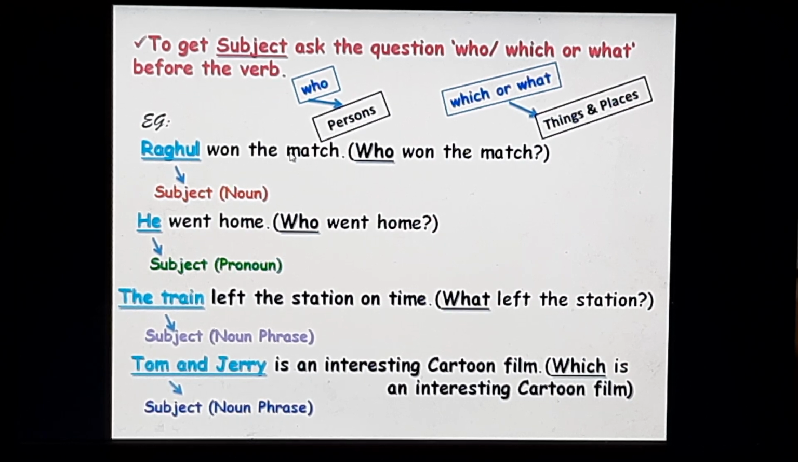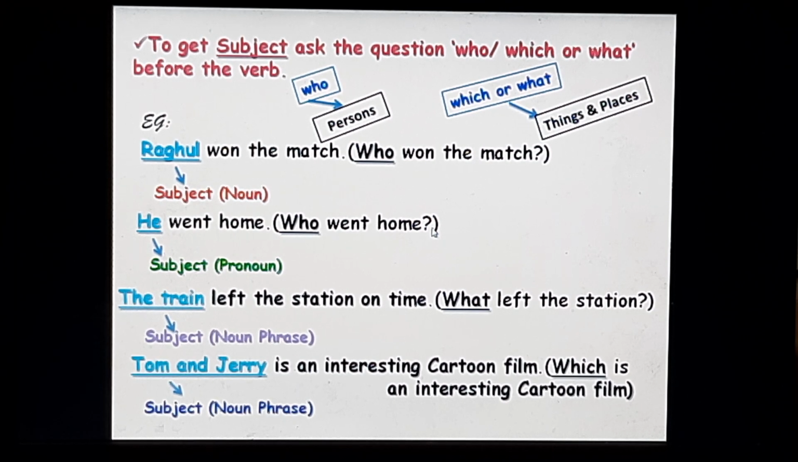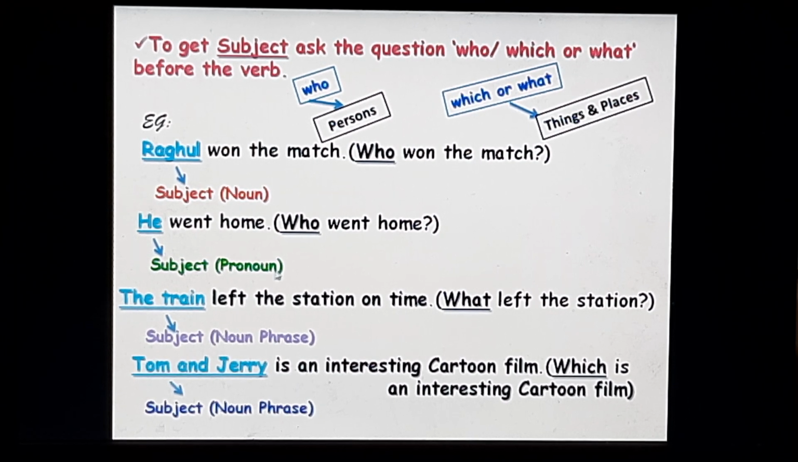Example, Rahul won the match. Who won the match? Rahul. It's a subject and it's a noun. He went home. Who went home? He. It's the subject and it's a pronoun.